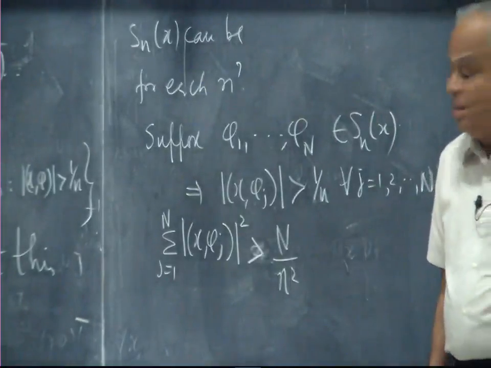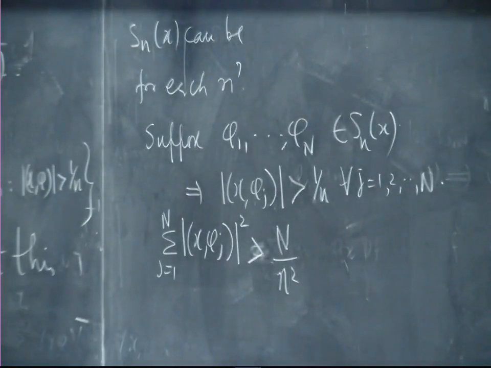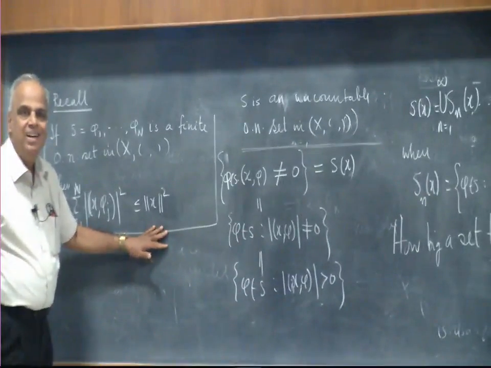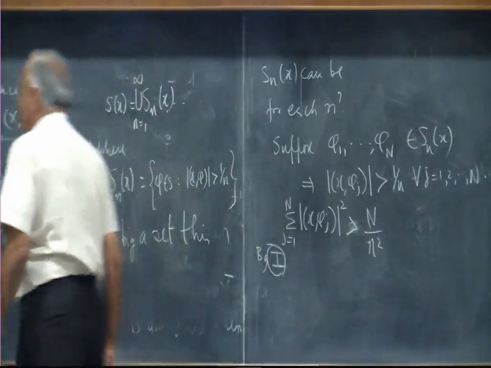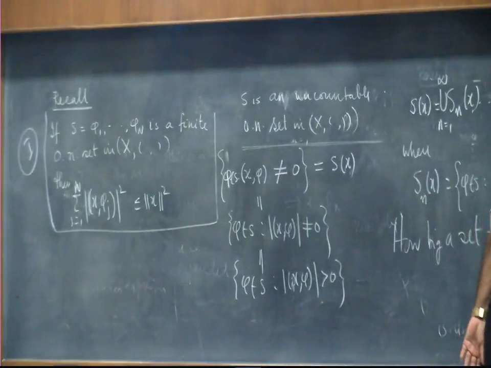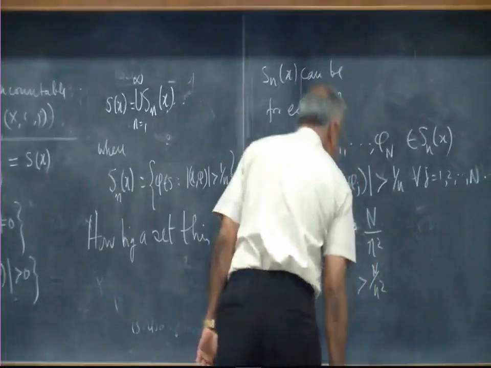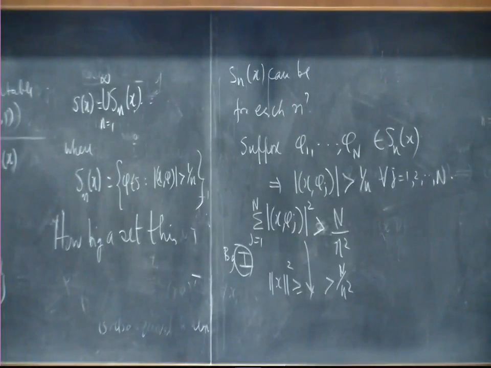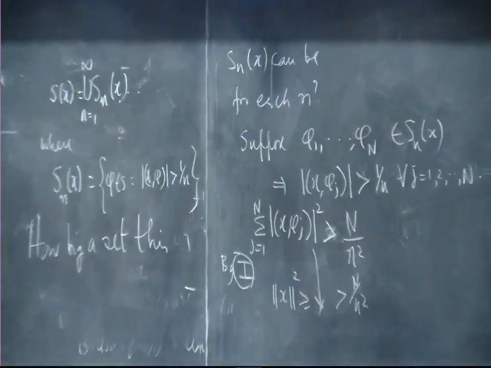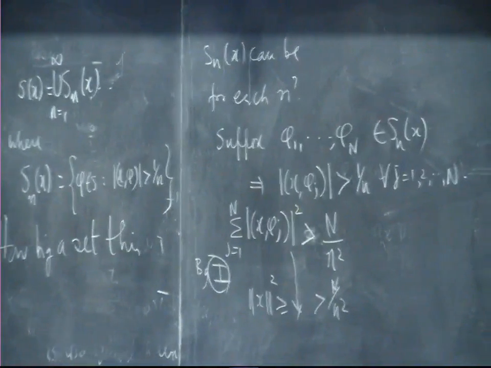Okay? But what can I say about this? Result 1 says, once you have a finite set, that thing can never be greater than the norm. So, this is therefore by 1, which I will call the fundamental result. By 1, norm x squared is greater than or equal to this, and this is greater than N by n squared. So, what does that say? N has to be less than n squared times norm x squared.